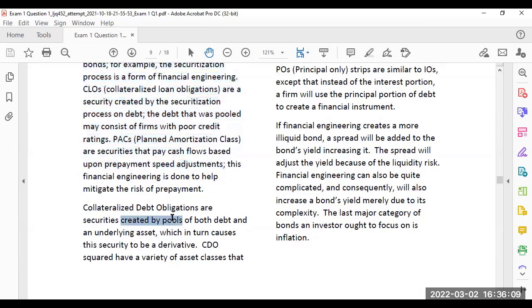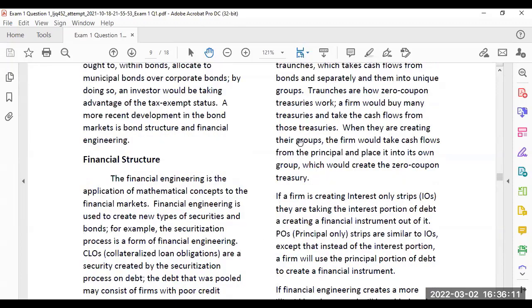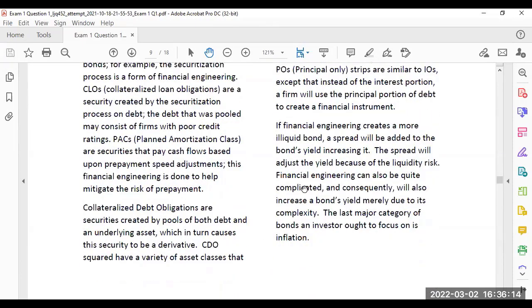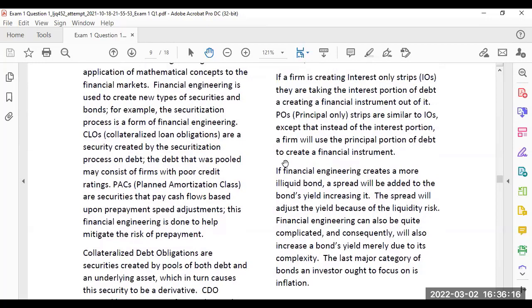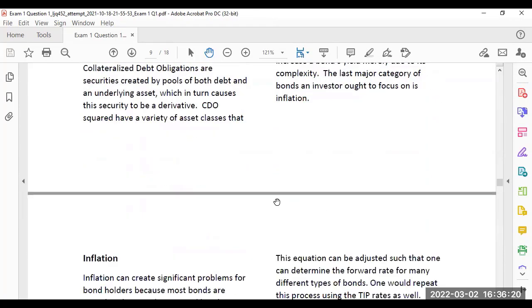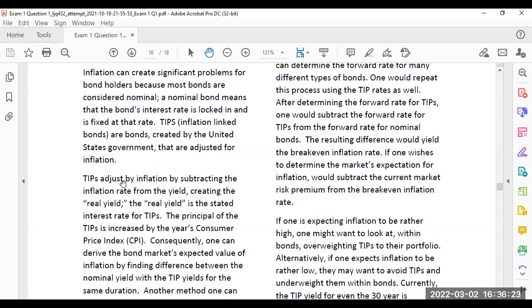And so he went on, he went into CDOs, he went to POs and IOs. So he decided, and I was like, my word, what? I mean, this is more John Dewey's class, you know, the next stage. He's kind of getting ahead of himself. Inflation, he talks about TIPS.